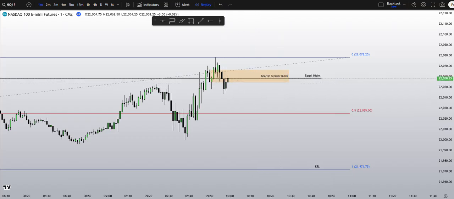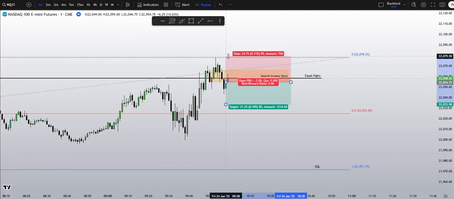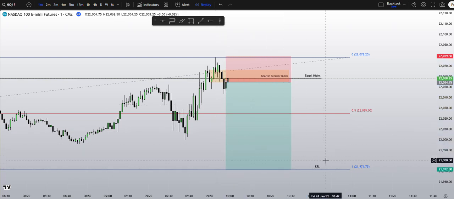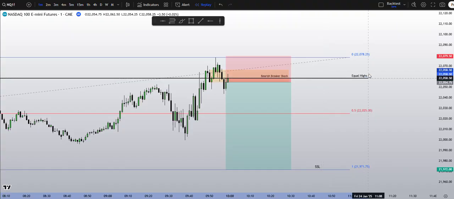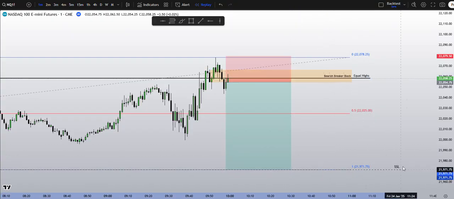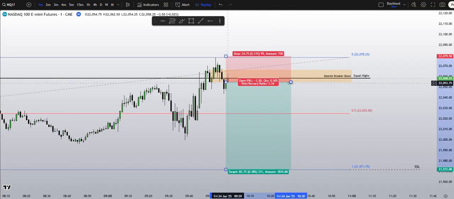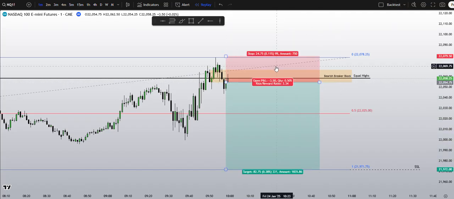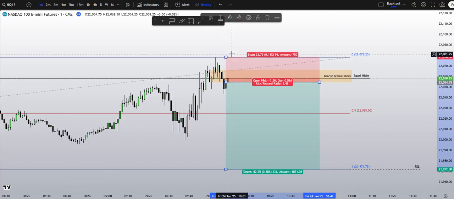Here was our entry. Right here. You enter upon the retest, stop above the high, and target all the way to the opposing sell side liquidity. I'm going to move it over to make it a bit more neat. So now you have your trade set up right here.